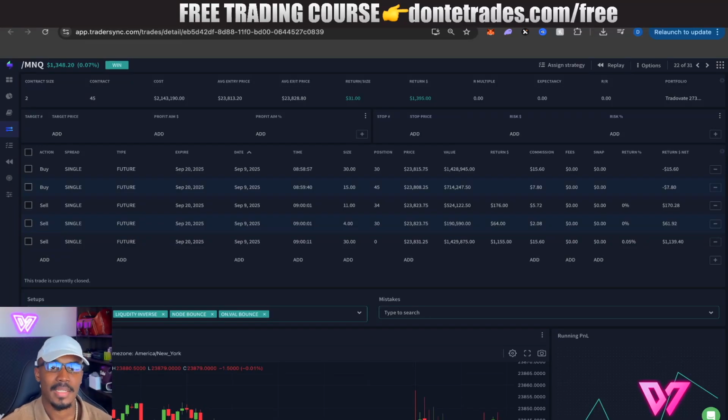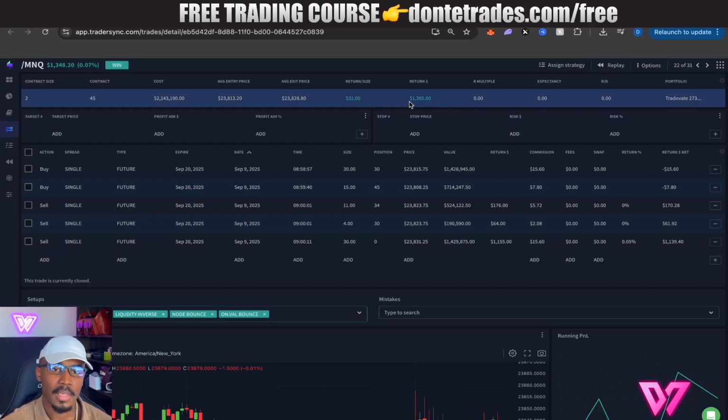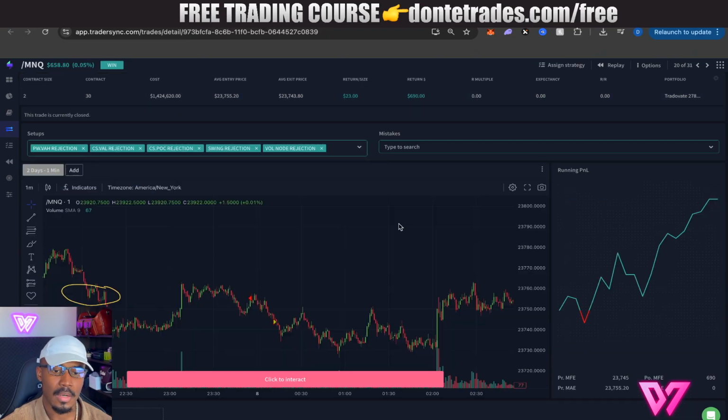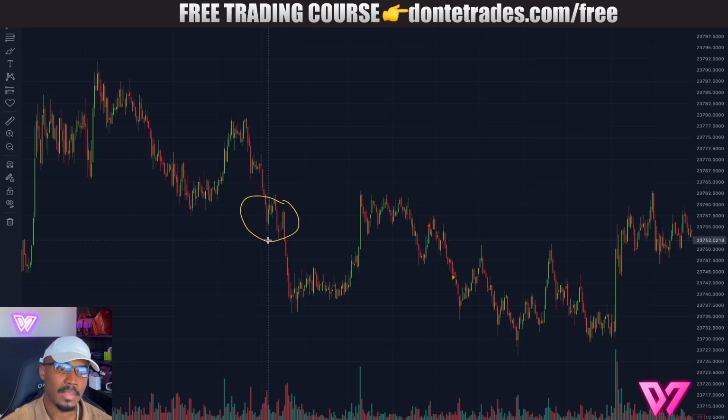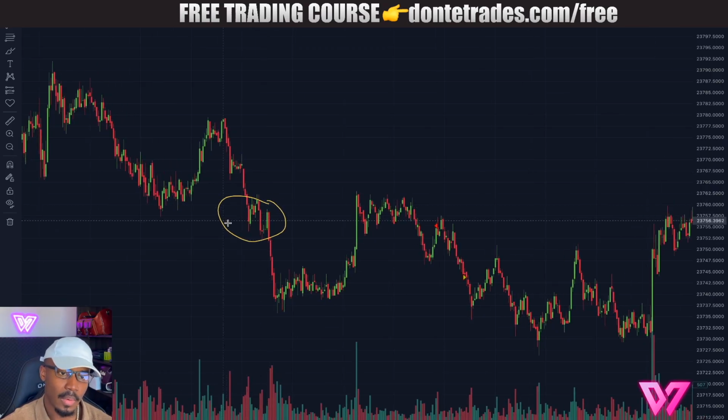So recently I just closed these two trades. You can see here, this is about $1,400 and this is $700. This was a nice $2,100 added to the account and a nice boost to the account. And the secret of why I closed these trades was this candle pattern here. This let me know that a breakout was coming.